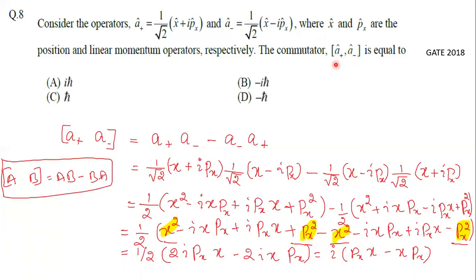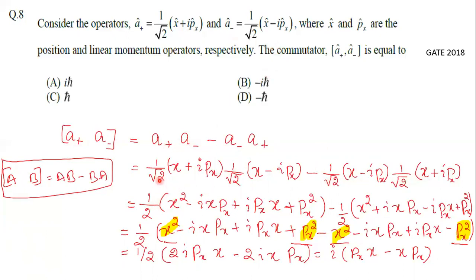Next we'll start with this commutator. The commutator of a plus and a minus can be expanded like this: a plus times a minus minus a minus times a plus. In general, if you take two operators a and b, the commutator of operator a with operator b can be written as ab minus ba. That's how it is written here. Then we write the value of the rising operator a plus and the lowering operator a minus, again the same, and write these two values here.